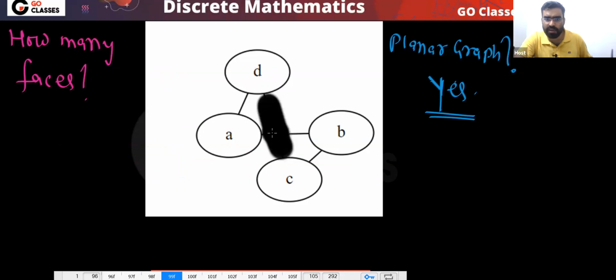Like this you can convert. What you can do? You can put this edge here and you can put this edge here. Okay, like this you can do. Now tell me how many faces are there?